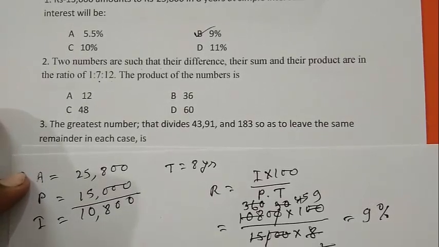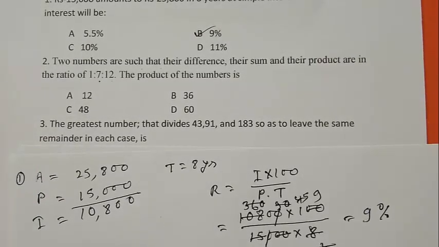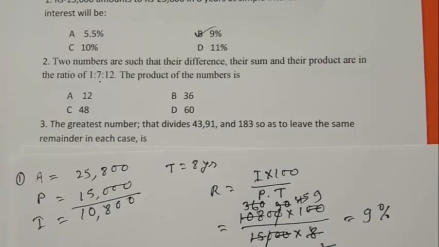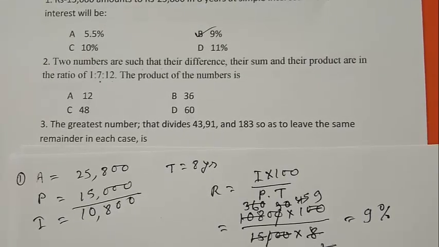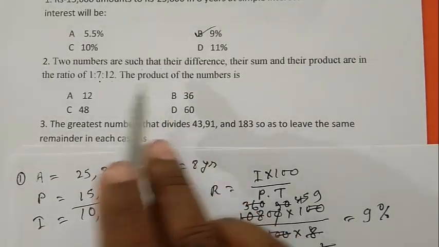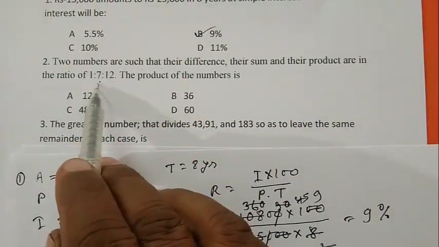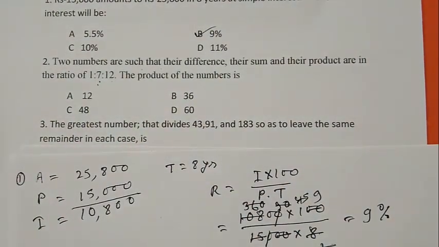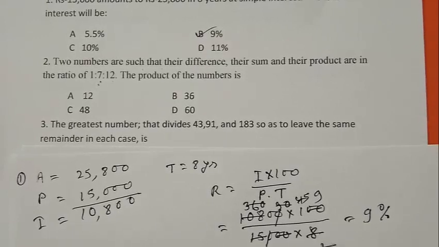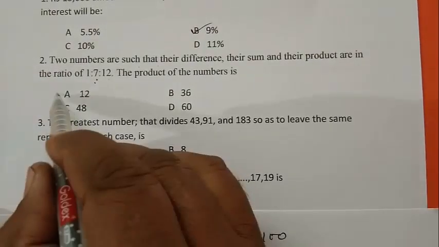Sum 7, that is 1 plus 6, one possible pair, 2 plus 5 and 3 plus 4. If we subtract, we get 5, so it is not the right answer. If we subtract 2 from 5, we get 3, it is not. If we subtract 3 from 4, we get 1, so the difference is 1. Add 7, so 3 plus 4 is 7, so the numbers are 3 and 4, and if we multiply the numbers, we get 12. So A is the correct answer.